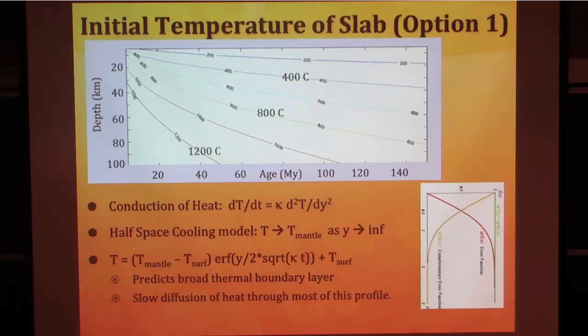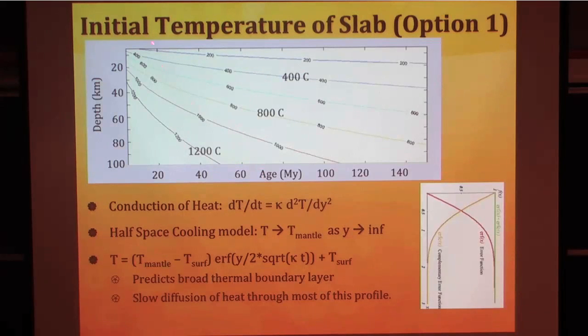Is y here the thickness of the slab or distance? Y is distance down. Y is depth down. And if you think of age here, it could also be distance from the ridge. So here your ridge would basically be up here. And these are the contours showing the temperature as you go away from the ridge. So this is 400 degrees, this is 800 degrees, this is 1200 degrees, as a function of age, for some constant spreading rate.